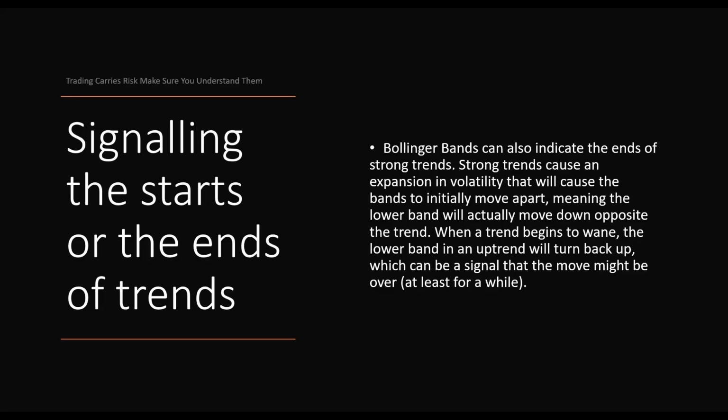Bollinger Bands can also indicate the ends of strong trends. Strong trends cause an expansion of volatility that will cause the bands to initially move apart, meaning the lower band will actually move down, opposite the trend. When a trend begins to wane, the lower band in the uptrend will turn back up, which can be a signal that the move might be over, at least for a while.